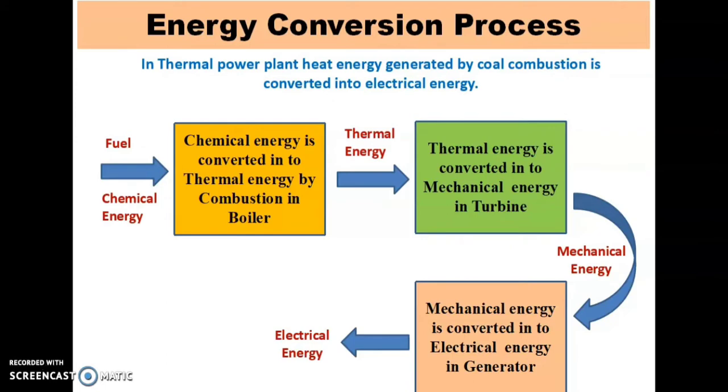So in this way the conversion of energy happens in a thermal power plant, where the chemical energy of the fuel is converted into thermal energy by combustion in the boiler. Combustion of the fuel in the boiler produces steam, which consists of thermal energy. Then that thermal energy is converted into mechanical energy in the turbine. Then that mechanical energy is given to the electrical generator, which converts it into electrical energy. Thus the energy conversion happens in a thermal power plant.